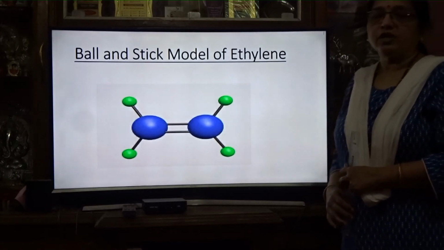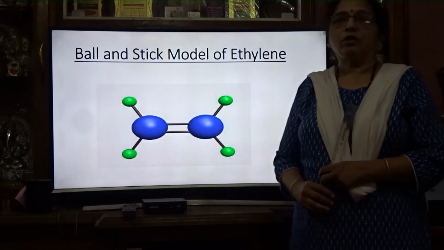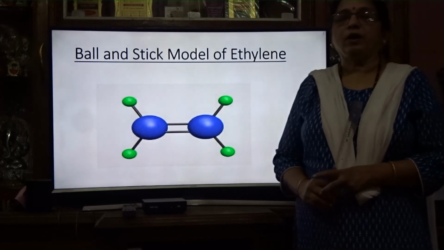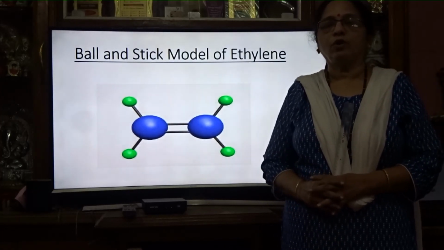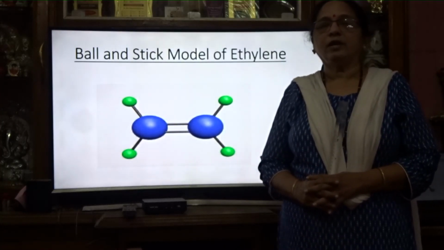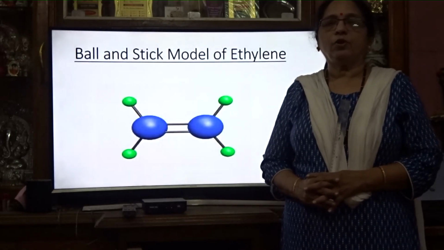So today we have studied the structure of the ethylene molecule: how it is formed, how the bonds are formed, how the double bond is formed, and what the formula is. All the points we have covered here.